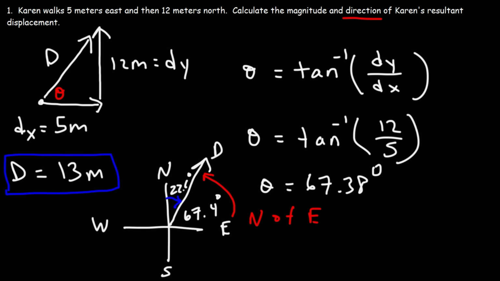So those are some different ways in which we can describe the answer, but we can leave it like this. We could say it's 67.38 degrees relative to the positive, or counterclockwise to the positive x-axis, or 67.4 degrees north of east.